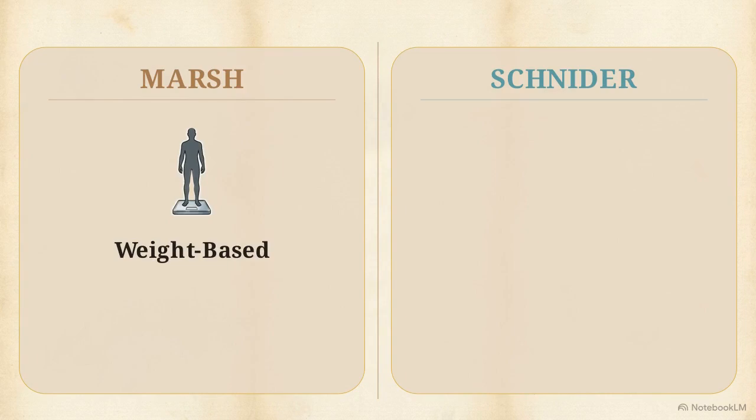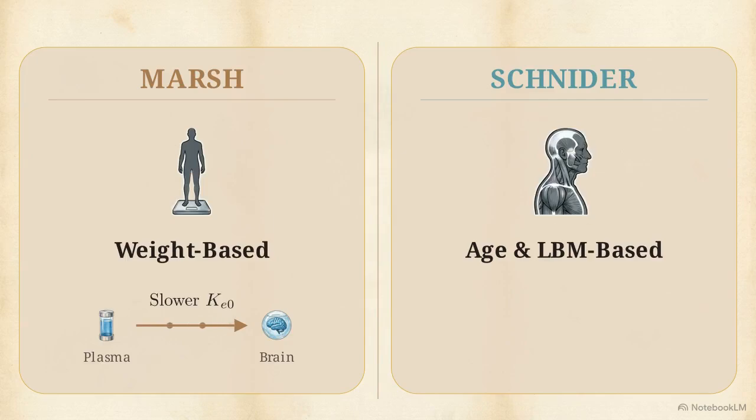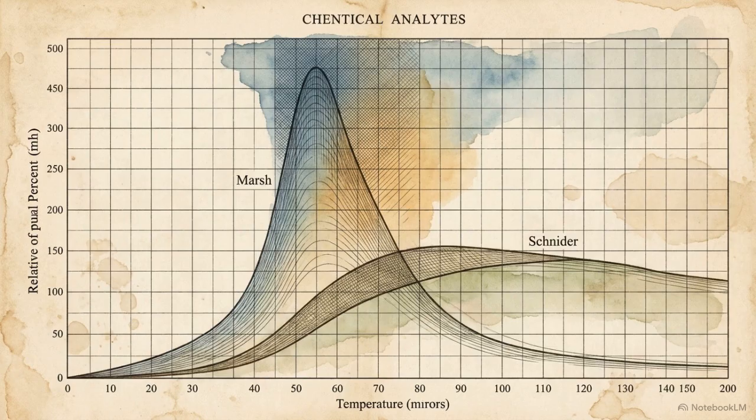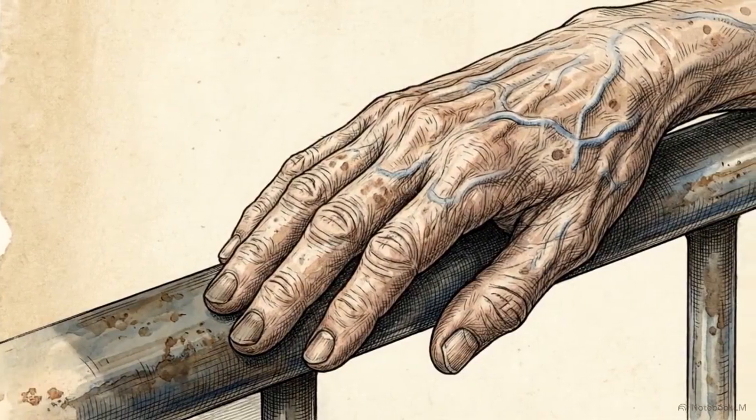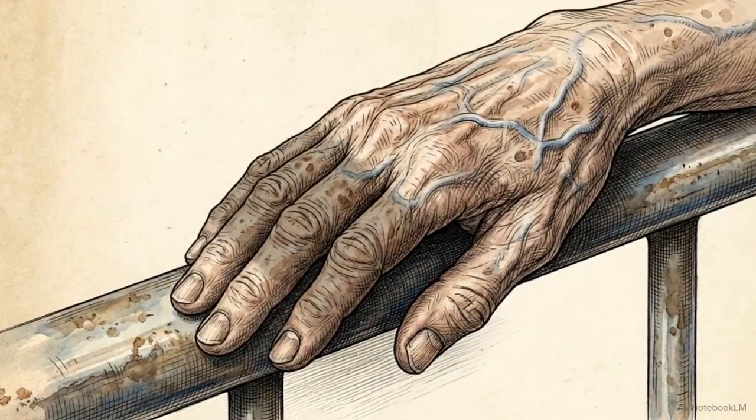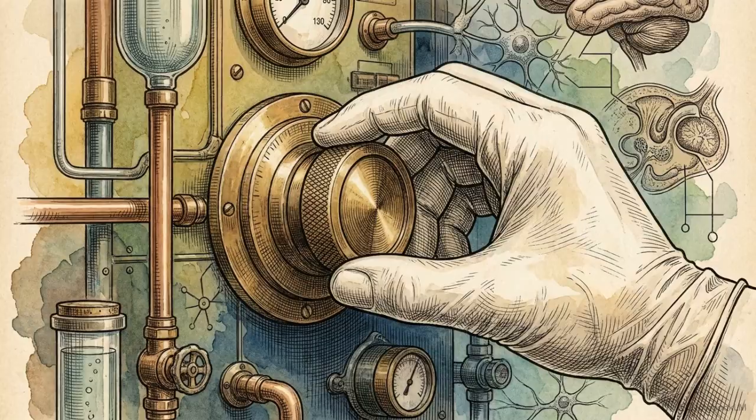In clinical practice, the Marsh model for Propofol relies on body weight parameters and assumes a generally slower Ke0 transfer rate. The alternative Schneider model incorporates age and lean body mass and utilizes a faster Ke0 rate constant. Because the Schneider model anticipates a faster transfer of the drug to the brain, it utilizes lower peak blood concentrations during the overshoot. This provides critical protection for elderly or frail patients who simply cannot tolerate steep drops in blood pressure. Selecting a pharmacokinetic model is a clinical decision about the exact velocity and aggression of the patient's induction.